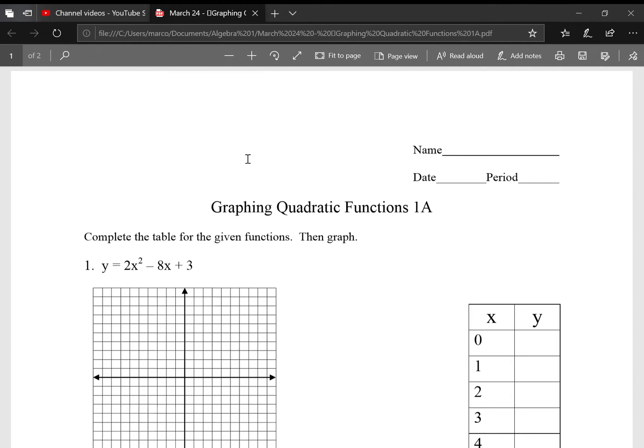All right, hello. We are going to start the worksheet graphing quadratic functions 1a.